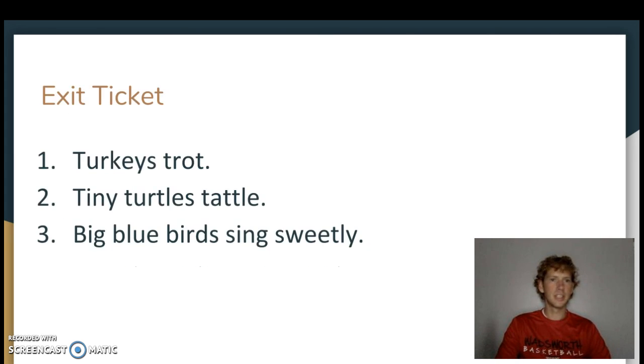So here are your 3 sentences in your exit ticket. They are, number 1, turkeys trot, very simple. Number 2, a little bit more difficult, tiny turtles tattle. And then the third sentence is the most difficult of the 3, big blue birds sing sweetly. I'd like you to diagram those. And again, make sure that you're using parts of speech, and if you get stuck, use this presentation.